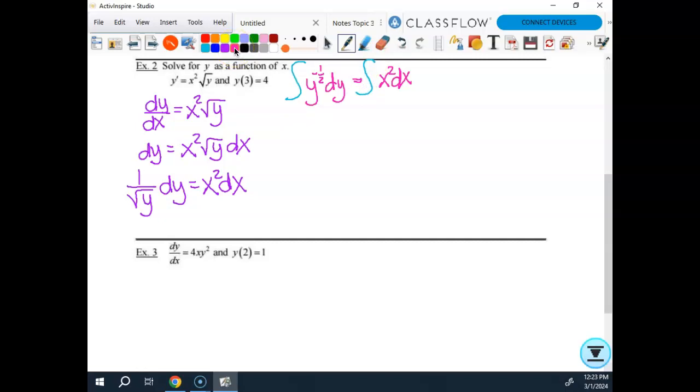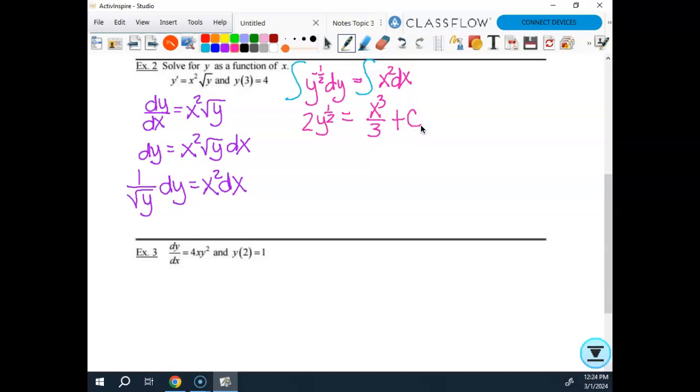I want to integrate both sides, so I add 1 to this, which gives me y to the 1/2 power. Then I divide by 1/2, which means I'm really doing what? Multiplying by 2, okay? And then that's equal to x cubed over 3, yes? And then plus c.